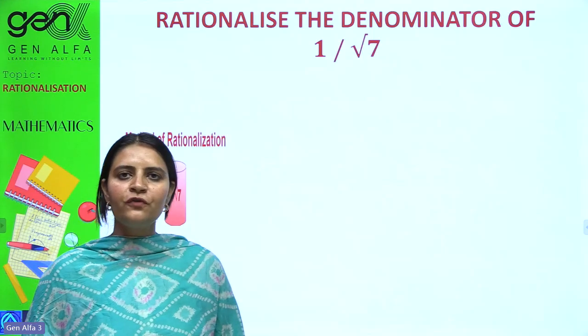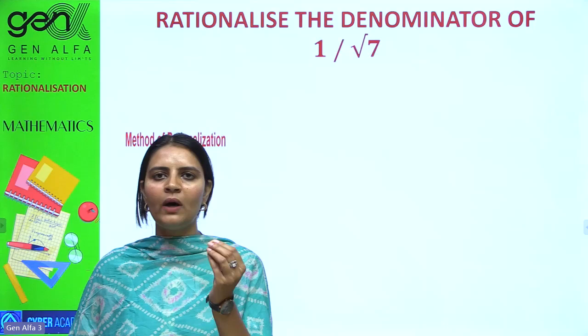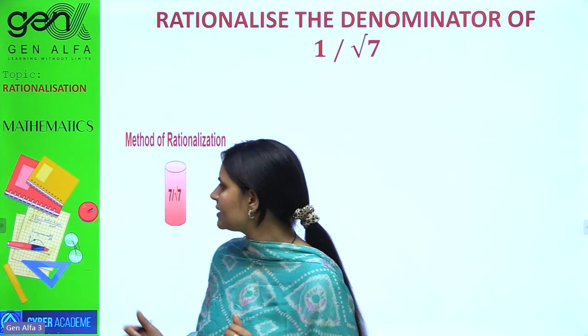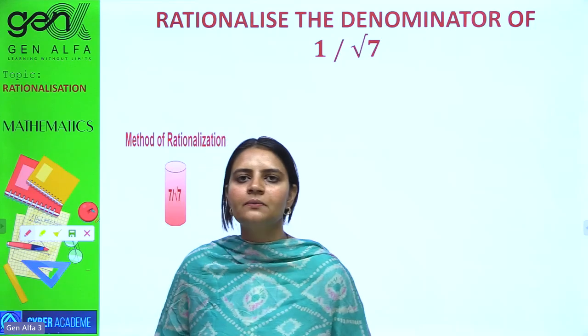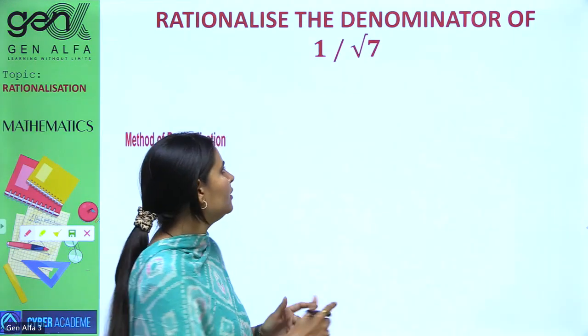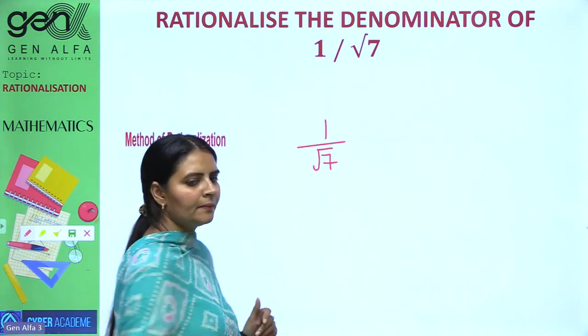Okay, so firstly solve this: 1 by under root 7. Just note it down, 1 by under root 7. It is looking messy, isn't it? 1 by under root 7. Have you written it?